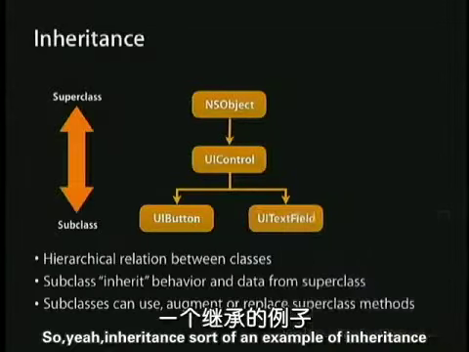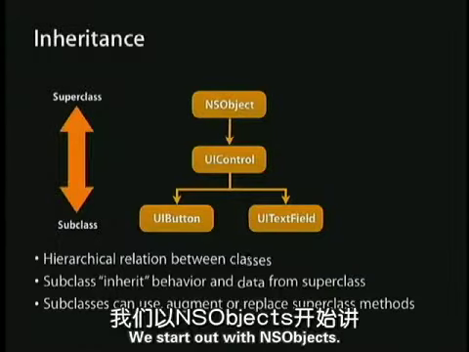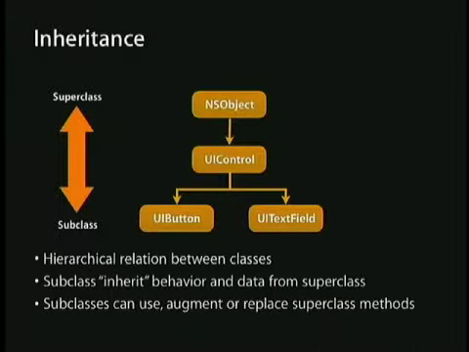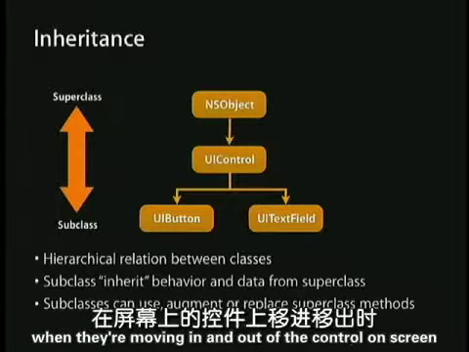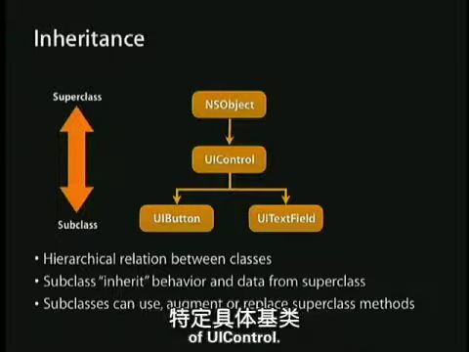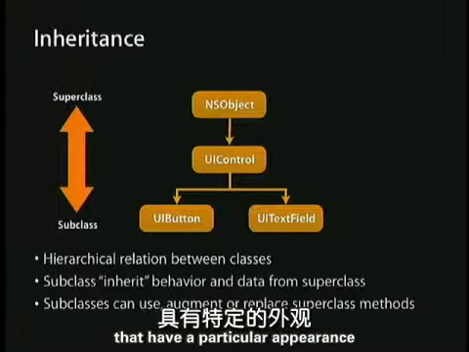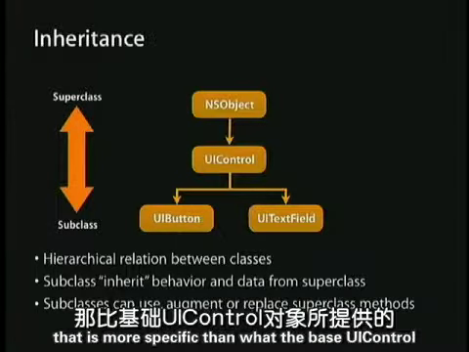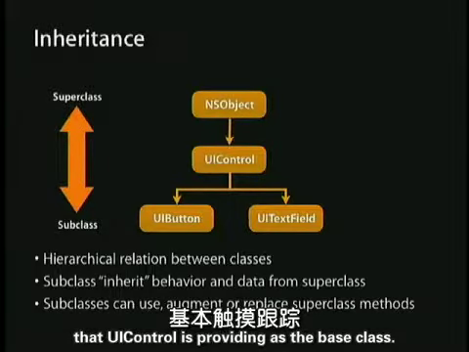So, an example of inheritance in UIKit, which is the user interface framework for the iPhone. We start out with NSObject. UIControl inherits from NSObject, and it implements some of the basic things that a control object would need to do, like touch tracking, and knowing where fingers are when they're moving in and out of the control on screen. And then there are specific concrete subclasses of UIControl. We've got UIButton and UITextField as two pretty good examples of that. There are specific types of controls that have a particular appearance and maybe some custom user interaction that is more specific than what the base UIControl object provides. But they get all the other behaviors, the basic touch tracking that UIControl provides as the base class.